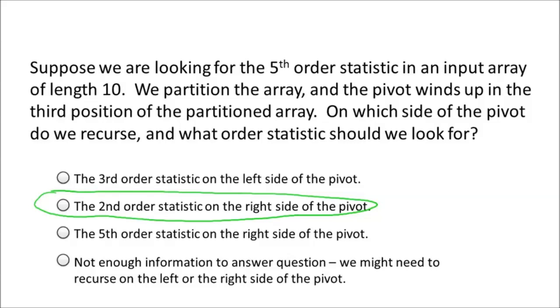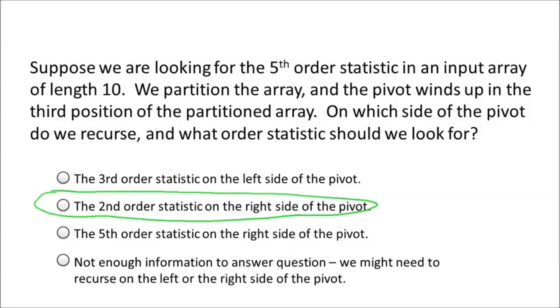That is guaranteed. So we know where to recurse on the right-hand side. Now, what are we looking for? We are no longer looking for the fifth order statistic, the fifth smallest element. Why? Well, we've thrown out both the pivot and everything smaller than it. Remember, we're only recursing on the right-hand side. So we've thrown out the pivot, the third element, and everything less than it, the minimum and the second minimum. Having deleted the three smallest elements and originally looking for the fifth smallest, of what remains of what we're recursing on, we're looking for the second smallest element.